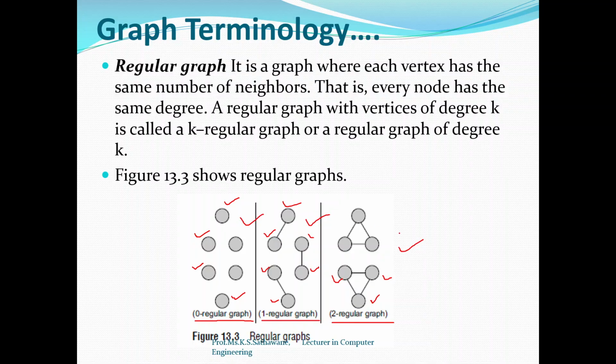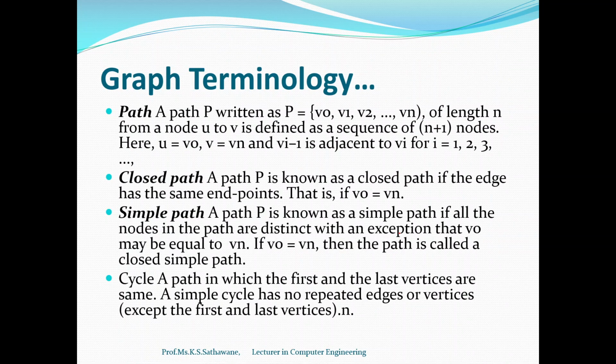Now let us move further. Now let us see what is a path. A path P written as P equals V0, V1, V2 up to Vn of length n from node U to V is defined as a sequence of n plus 1 nodes.